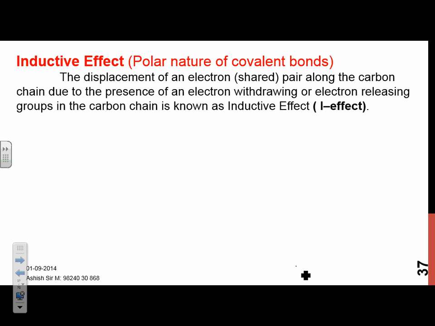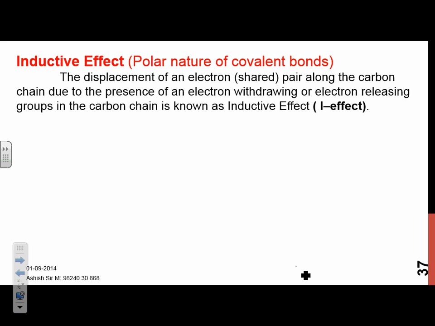In the first case which I had explained, it was pulled. Chlorine was pulling the electron. The second time it was releasing electrons. So displacement is okay. Here, the displacement of an electron along the carbon chain, due to the presence of an electron withdrawing or electron releasing group in the carbon chain, is known as the inductive effect.